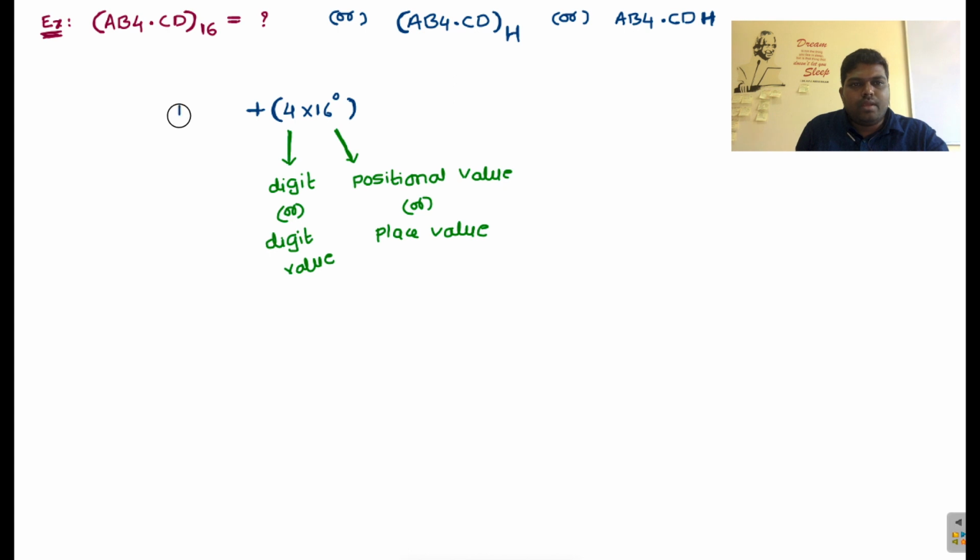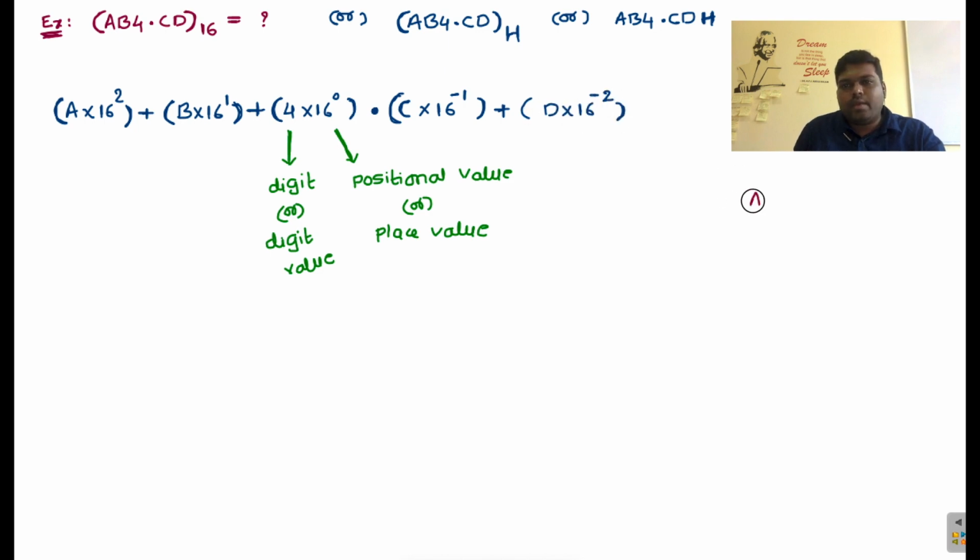So B into 16 power 1, this is place value and this is digit value. Next you can take A into 16 power 2. So now, this is your decimal point here. After that C, D, right? So first digit, that is most significant digit, C into 16 power minus 1 plus D into 16 power minus 2. Already we know A equals to what?